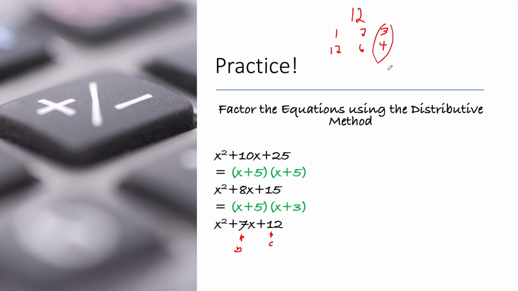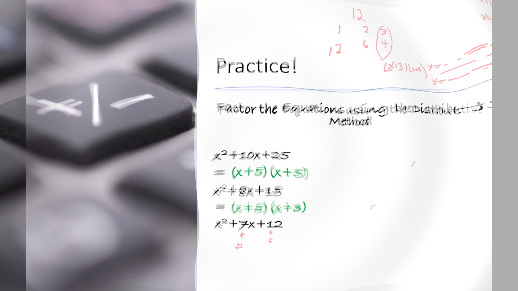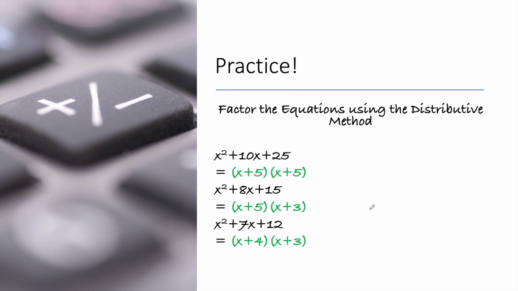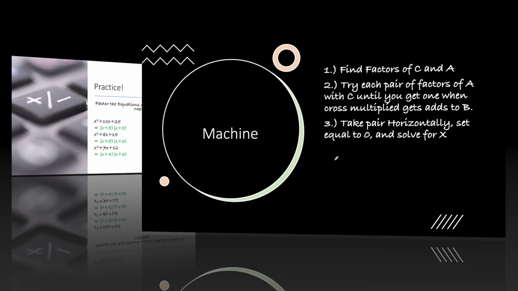Next, we add x in front of each one, x plus 3, x plus 4. Now that our equation is factored, we can set each one of these pairs equal to 0 and solve for x. Here we get x is equal to negative 3 and x is equal to negative 4. Checking our answer. We got that right as well.